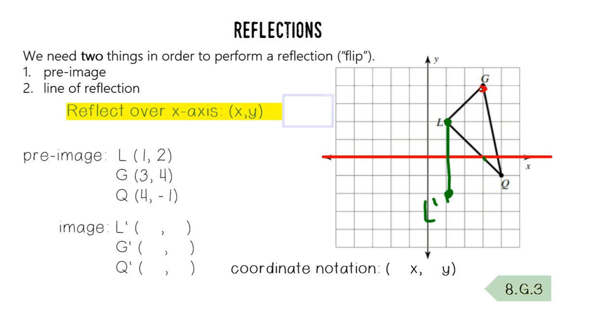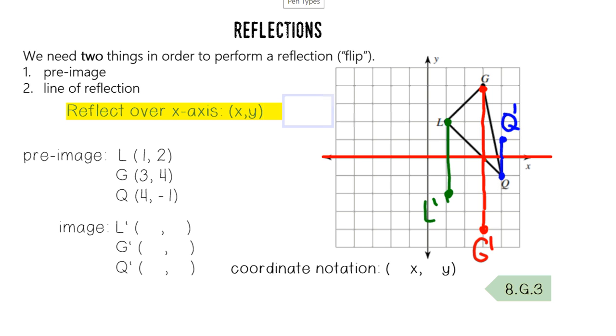G is 1, 2, 3, 4 units from the line of reflection. So I'll continue 1, 2, 3, 4 more units to mark G prime. And Q is only 1 unit away from the line of reflection. It's still going to be 1 unit away from the line of reflection, Q prime.